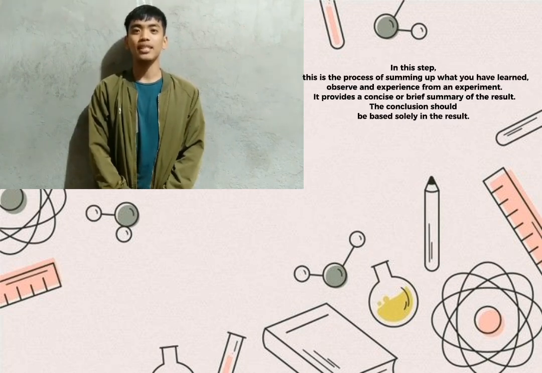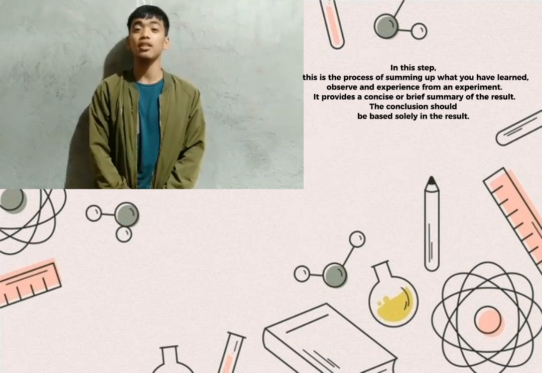In this step, you sum up what you have learned, observed, and experienced from an experiment. It provides a concise or brief summary of the results. The conclusion should be based solely on the results. In making a conclusion, it is critical. It determines the success or failure of the study. And remember, a failed experiment doesn't necessarily mean that it is a failure, but it can yield a valuable lesson.